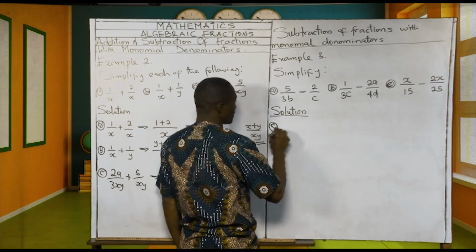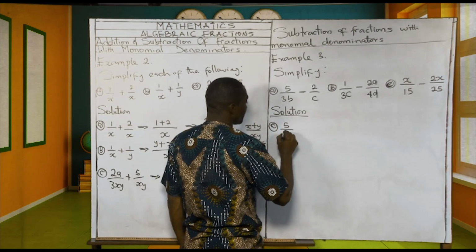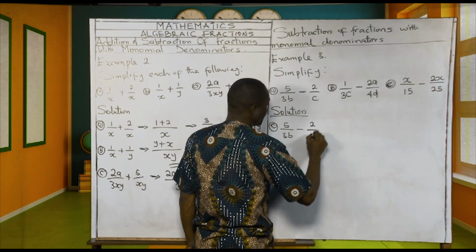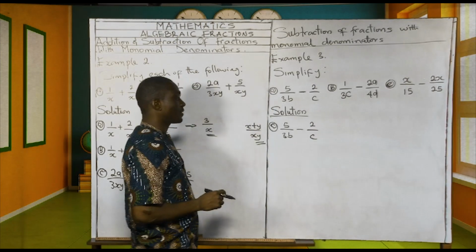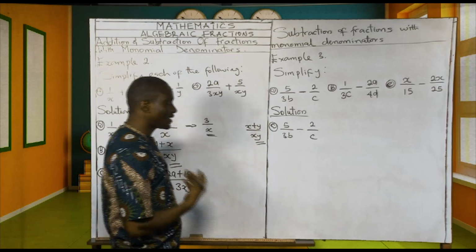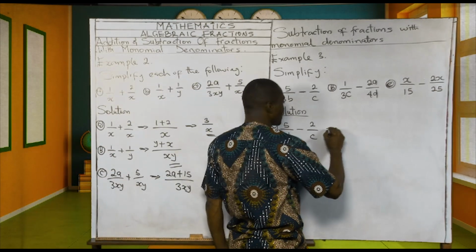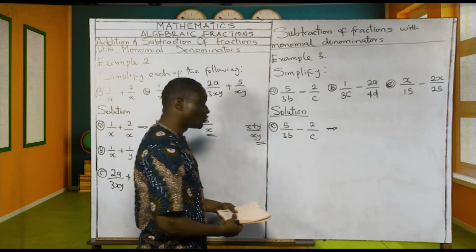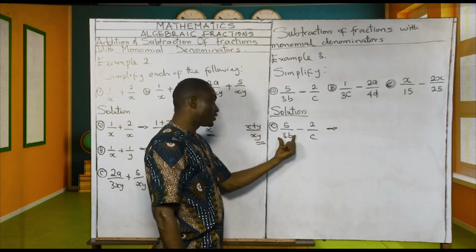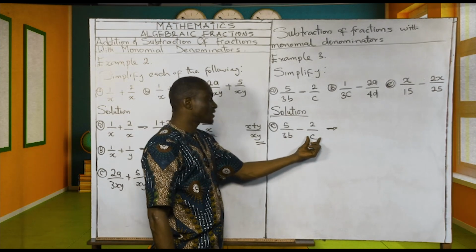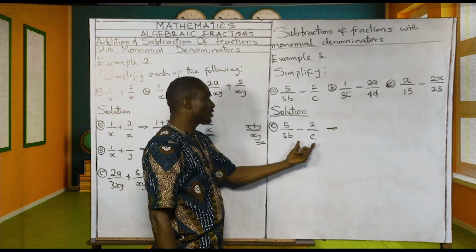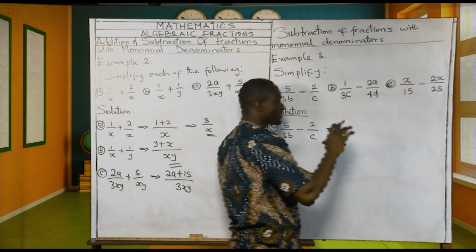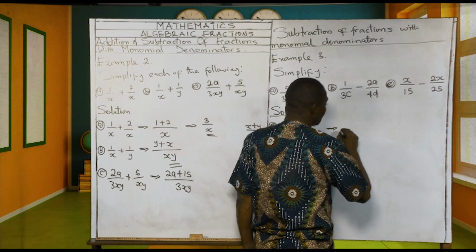A, 5 over 3b minus 2 over c. We find the LCM of the denominators. We have 3b as the denominator here, and c as the denominator of this fraction. So the LCM of 3b and c is 3bc, and that will be the new denominator.